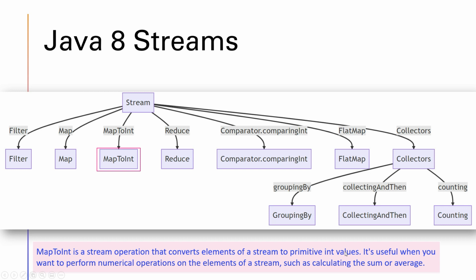As I told you, the end result should be an IntStream, that's it. Okay, what is the usage of mapToInt?